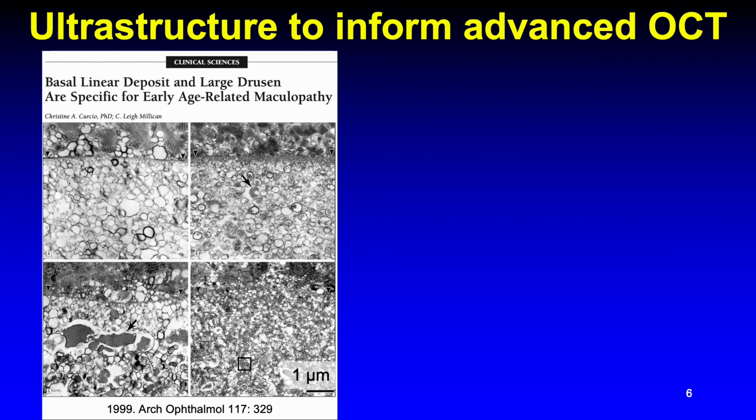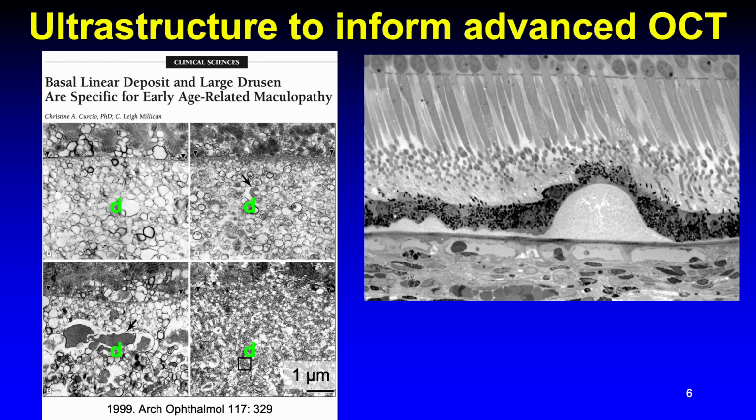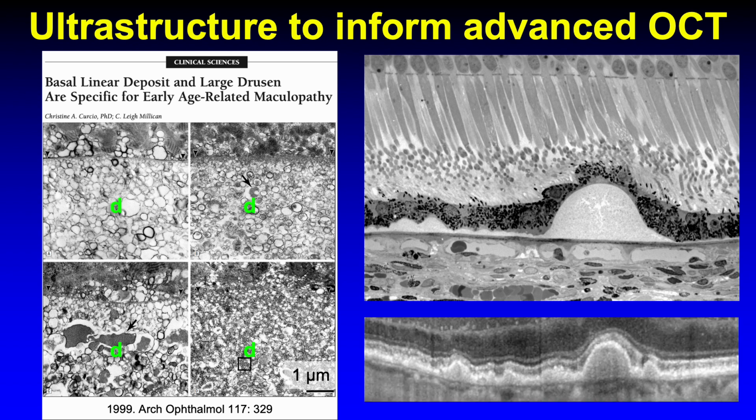Good electron microscopy, such as this view of well-preserved contents of high-risk soft drusen, is useful for current and future interpretations of clinical OCT. In this light micrograph, we see the druse as a lump and its continuity with a thin layer of the same material called basal linear deposit, or B-Lin-D, and they're both visible in clinical OCT.